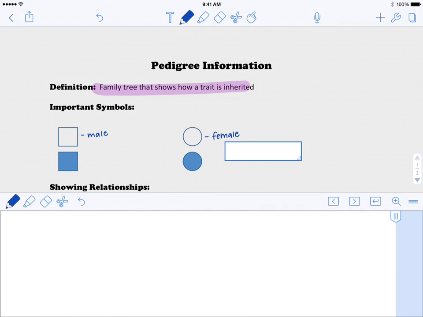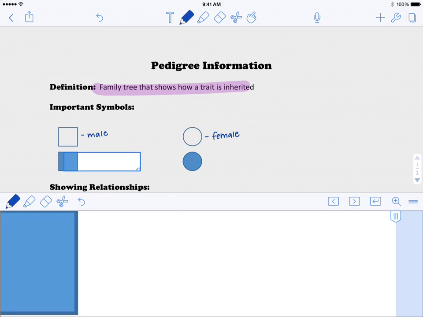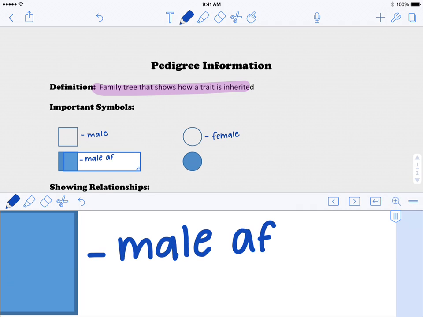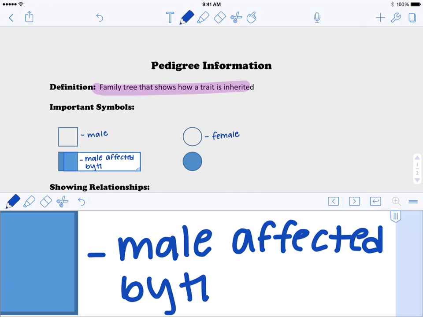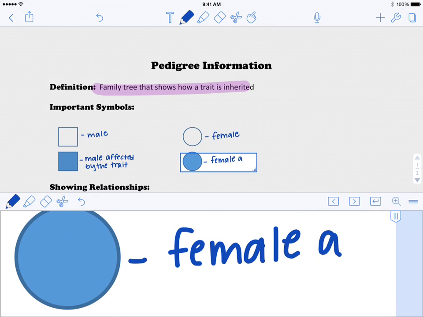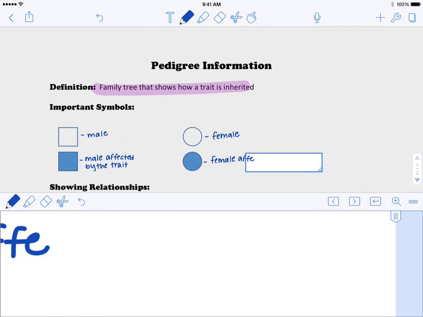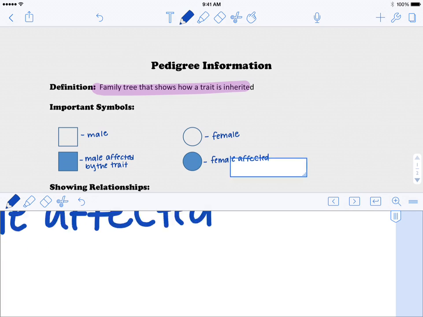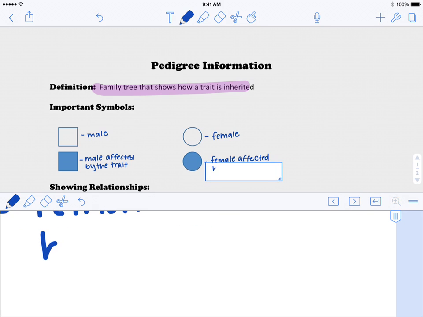Now, you'll notice here I also have squares that are shaded and squares that are not. A shaded square simply means it's a male that is affected by the trait. If we were looking at a genetic disorder, that would mean that it was a person who had that genetic disorder. Or if it's a circle that's going to be shaded in, it's a female that's affected by the trait.